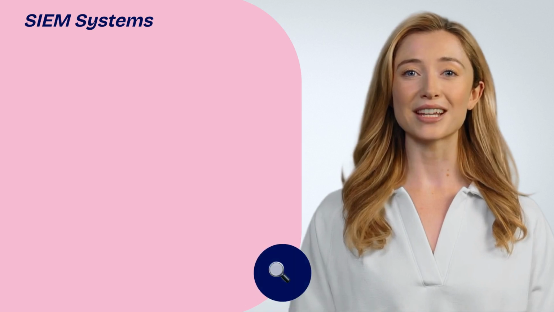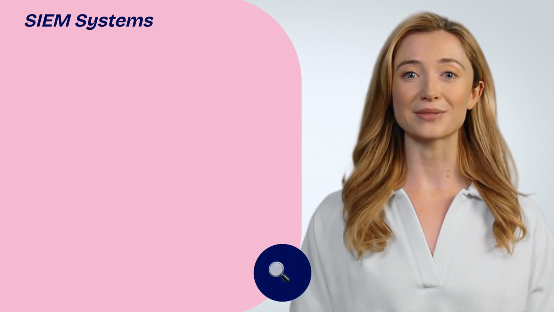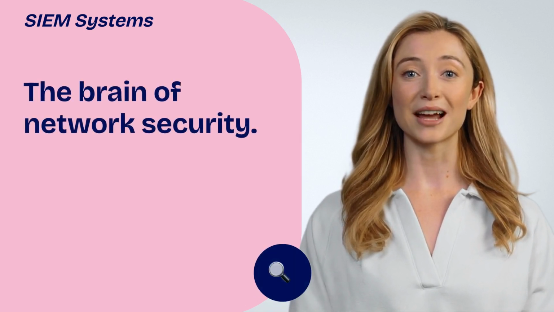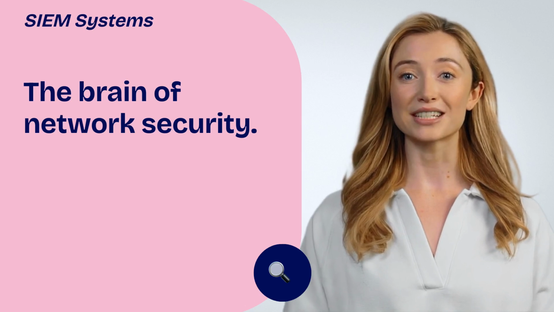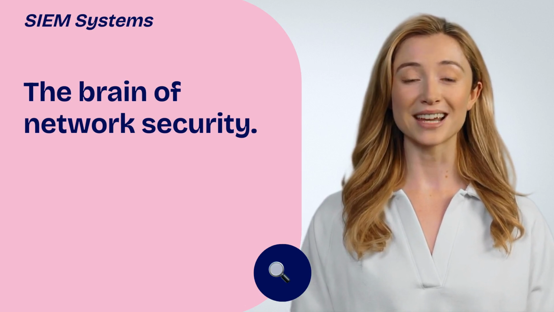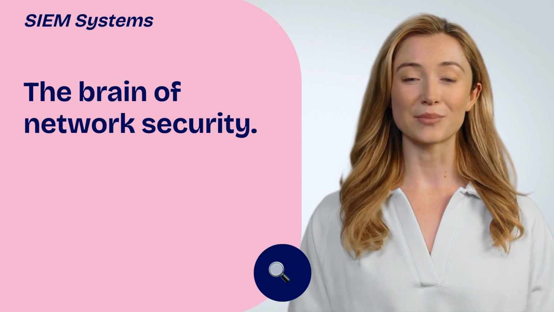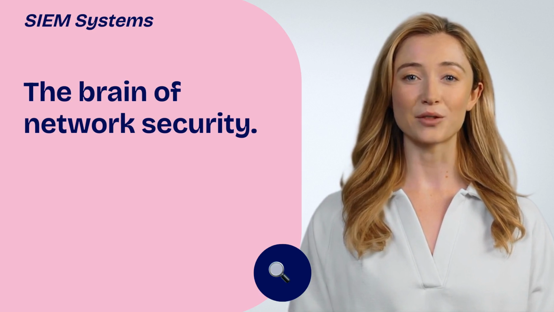And let's discuss security information and event management (SIEM) systems. They're like the brain of your network security, pulling all this information together to give you a clear picture. They can correlate events from different parts of your network, making it easier to spot a coordinated attack or unusual behavior.